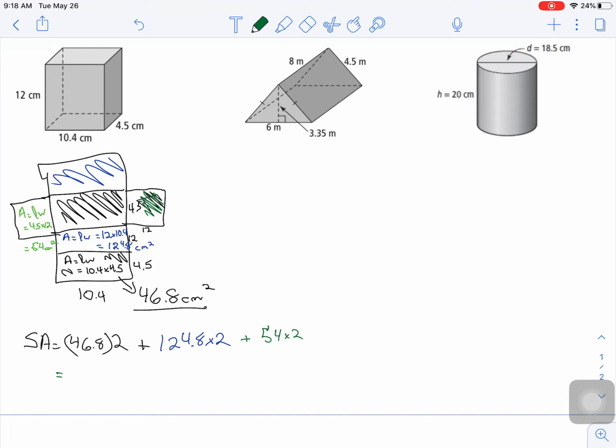which is going to give us 46.8 times 2. So we have 93.6 plus 124.8 times 2, 249.6 plus 108. And then just add those all up to get our surface area of 451.2 centimeters squared. So that's one way we could just use the net.